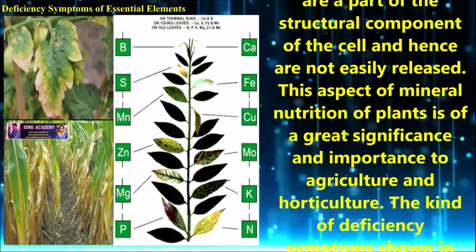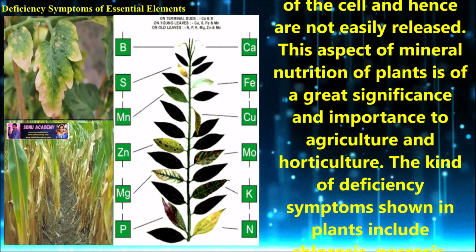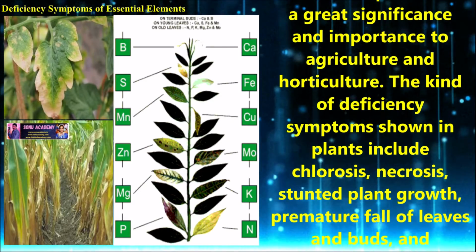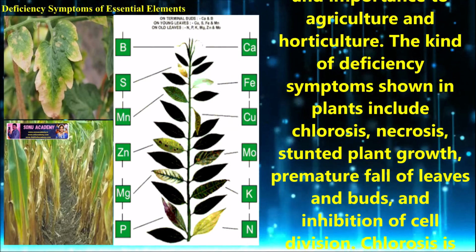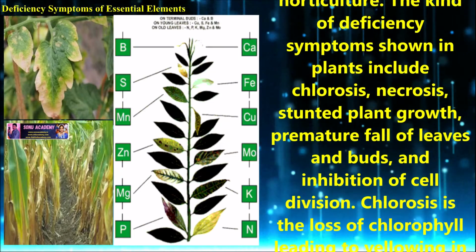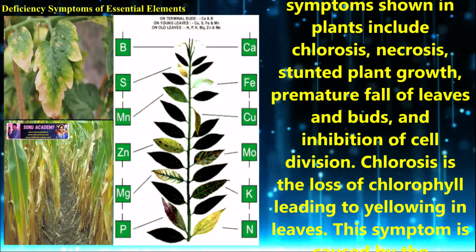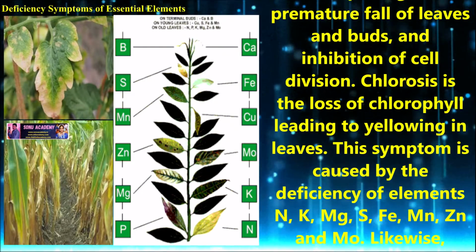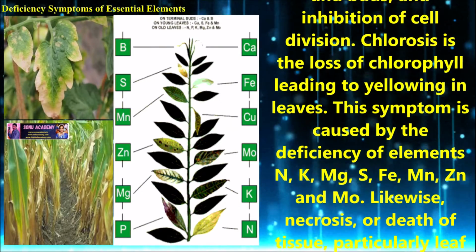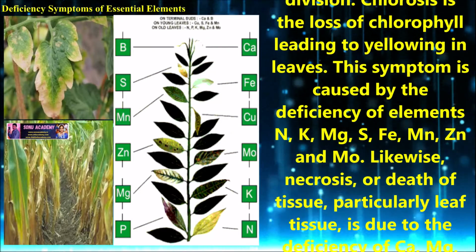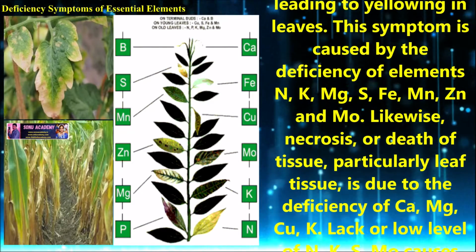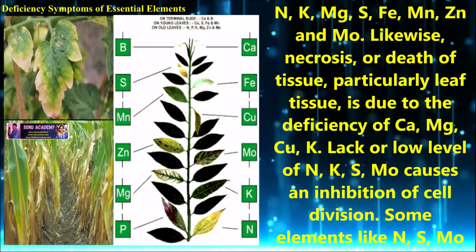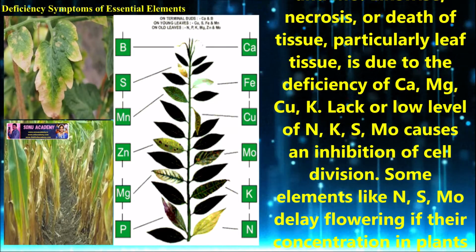The kinds of deficiency symptoms shown in plants include chlorosis, necrosis, stunted plant growth, premature fall of leaves and buds, and inhibition of cell division. Chlorosis is the loss of chlorophyll leading to yellowing in leaves. This symptom is caused by deficiency of elements like N, K, Mg, S, Fe, Mn, Zn, and Mo. Likewise, necrosis, or death of tissues, particularly leaf tissue, is due to the deficiency of Ca, Mg, Cu, K.